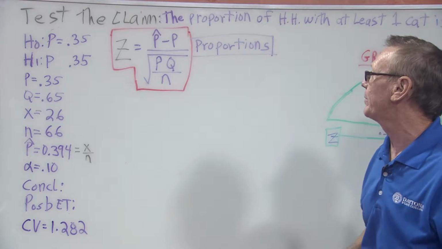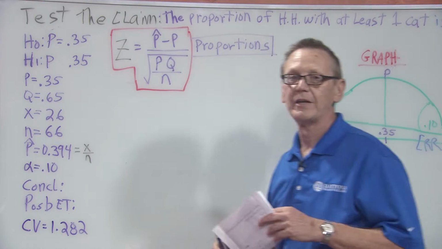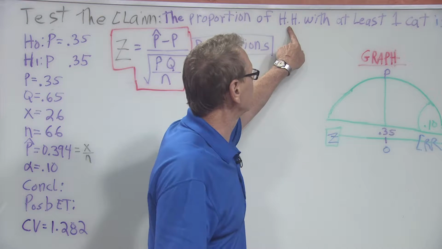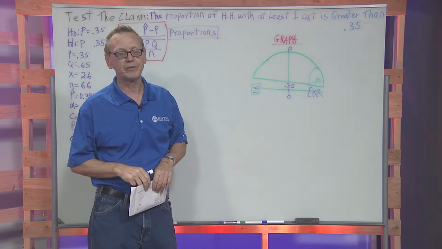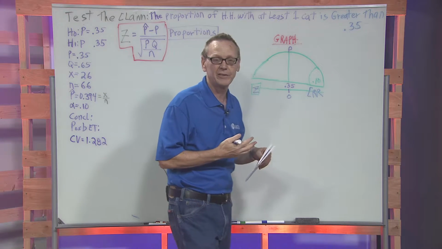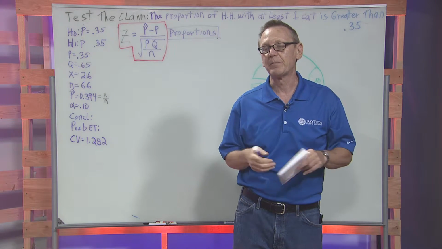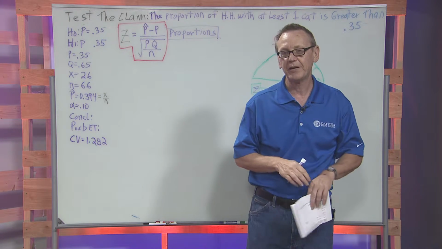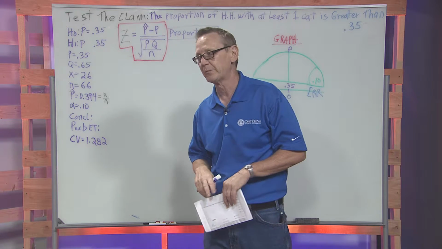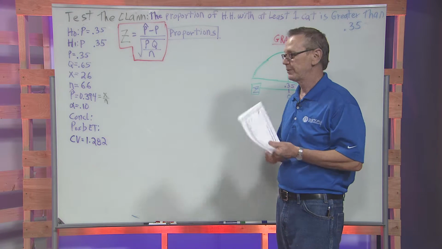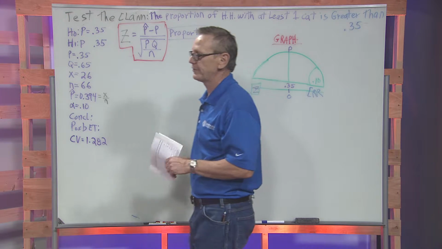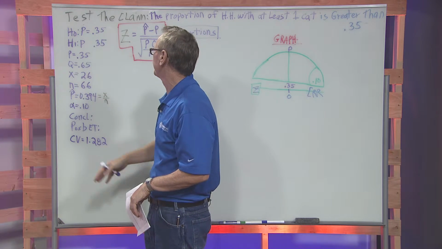So let's look at our problem. We have a claim that the proportion of households with at least one cat is greater than 0.35. What the claim is saying is that 35% of households in the USA have at least one cat. One or more cats live there. You don't own cats, they might live with you. So that's what we're testing. Okay, so I'll make a list of my data.